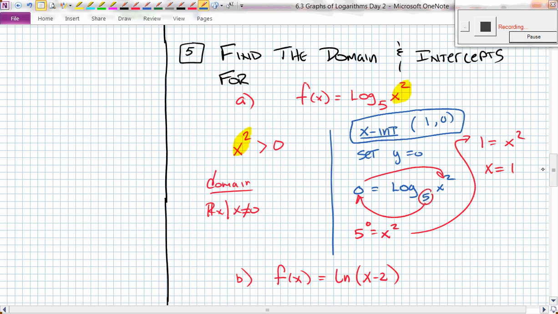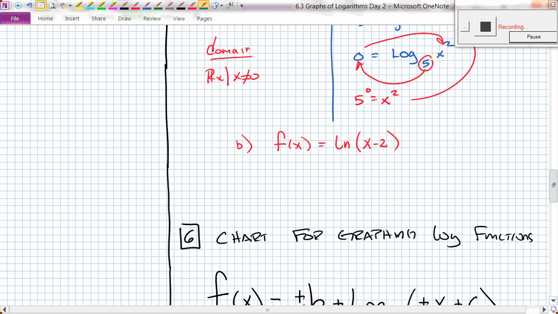Okay. So again, to find the domain, we take a look at the stuff after the base, set it greater than 0, and solve or analyze the inequality. To find the x-intercept, we set y equal to 0, and we solve. And in order to do that, we have to be able to change a log form back to an exponential and then solve. Let's try another one, a little bit more interesting here. Notice I have the natural log of x minus 2. All right, first let's get the domain down.